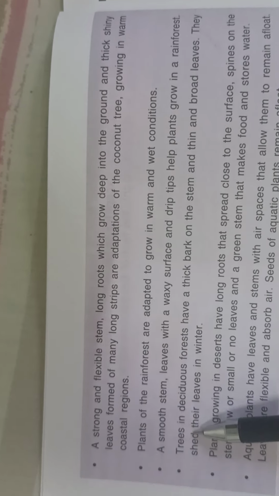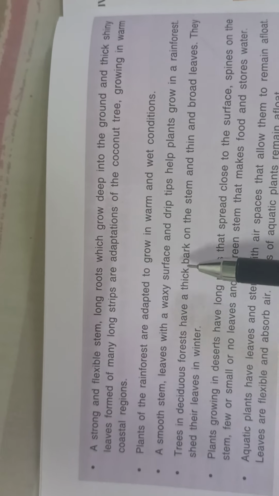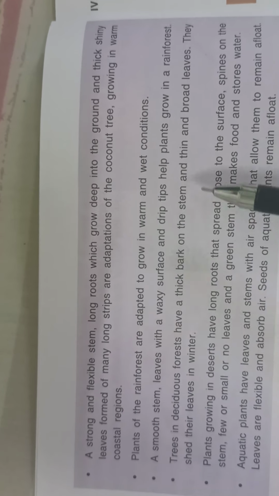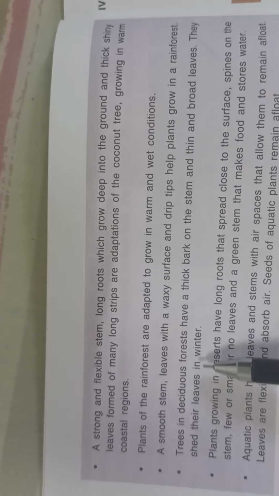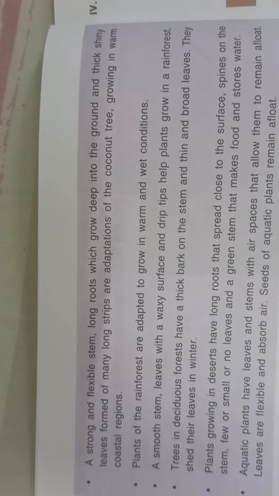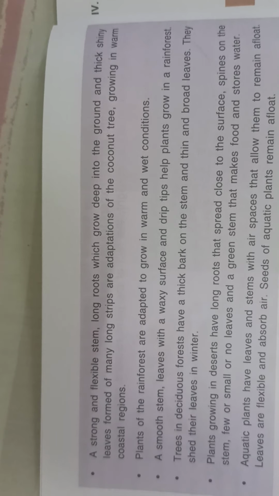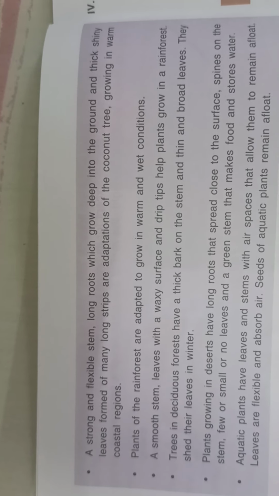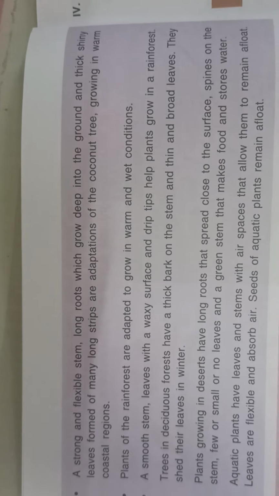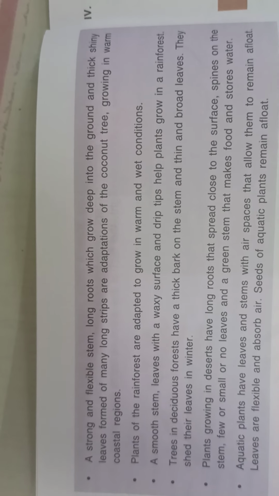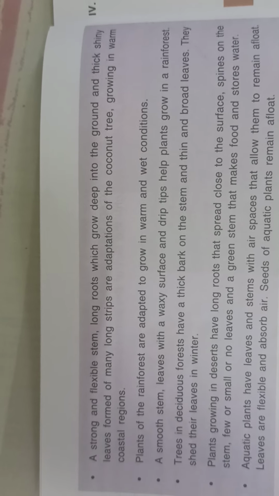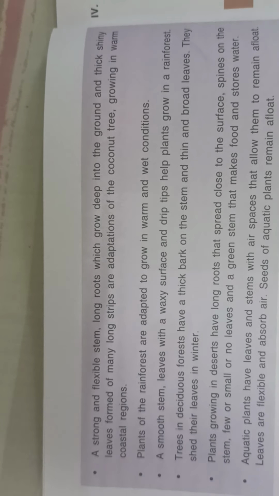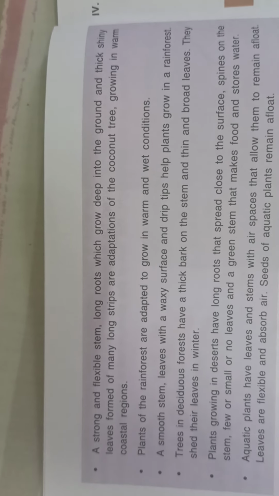Next, trees in the deciduous forest have thick bark on the stem, and thin and broad leaves. They shed their leaves in winter. So the trees growing in the deciduous forest have thick bark to survive in harsh winter conditions, and the thin and broad leaves are able to capture enough sunlight. They shed their leaves in winter and again new leaves grow in summer.